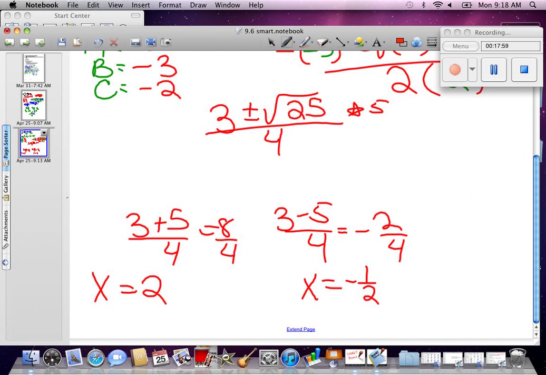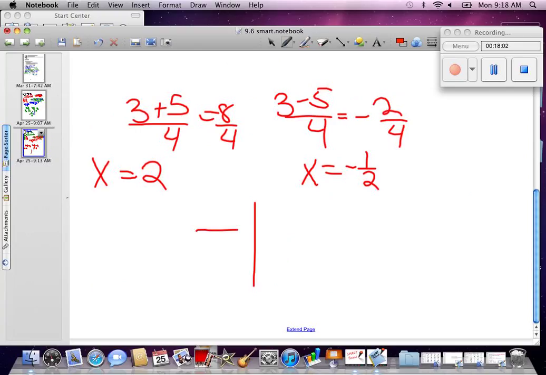So now, if we were to graph that, I would have a dot. One of my x's is 2. The other x is -1/2. And I know that my parabola is going to go up because the number in front of my x squared is positive. There you go.